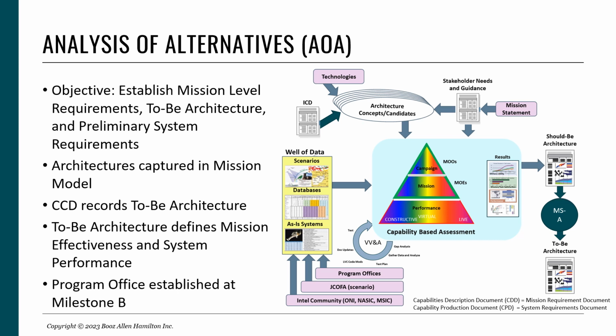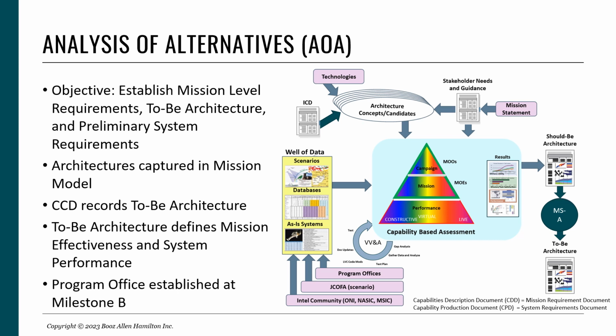The should-be architecture is selected based on the most cost-effective design. The results of the AOA are documented by a final report. The final report records the assumptions, the processes, the architectural details, the results, the interpretation of the results, and the recommendations. At milestone A, the decision makers select the architecture that becomes the to-be architecture. They are not restricted to choosing the should-be architecture.